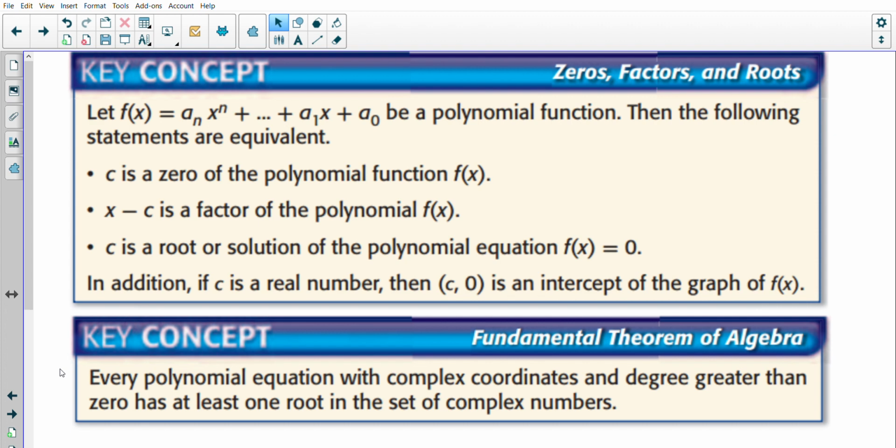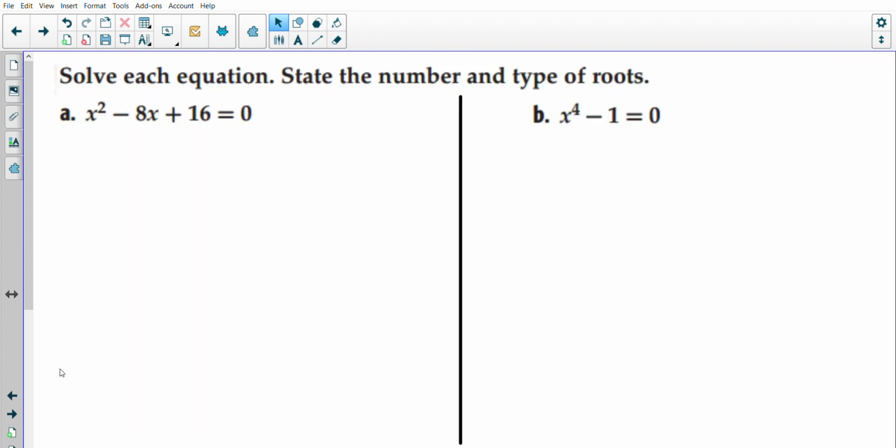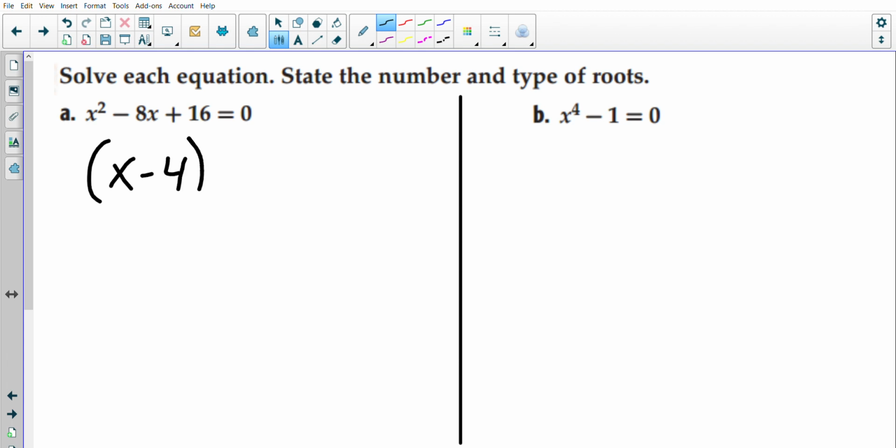Okay, so now we'll start off easy. Solve each equation, state the number of and types of roots. So x squared minus 8x plus 16 is equal to 0. We've done this one in the past. Let's just factor it. If we remember, this one factors as x minus 4 times x minus 4, and that's equal to 0. So solving for 0, we have x equals 4.